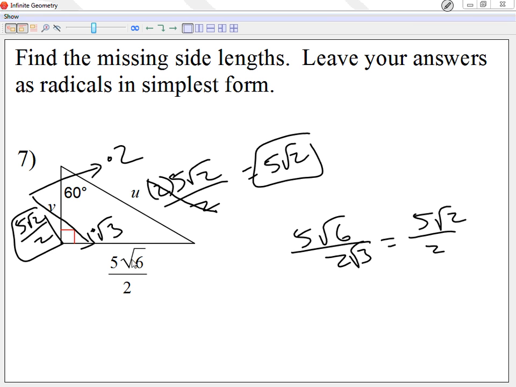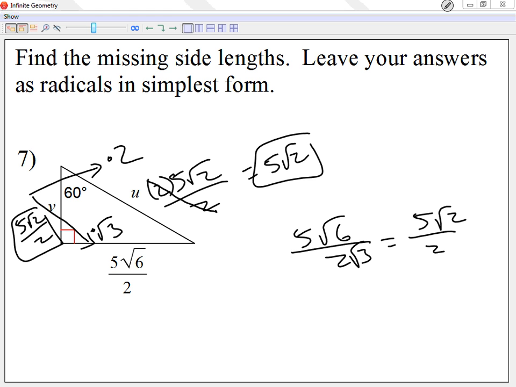Let me see how many of these we have in the final. Alright guys, looking at these questions, the 45-45-90 and 30-60-90, there's 6 of these on the final. So there are 6 of these. Any questions on our first 12?